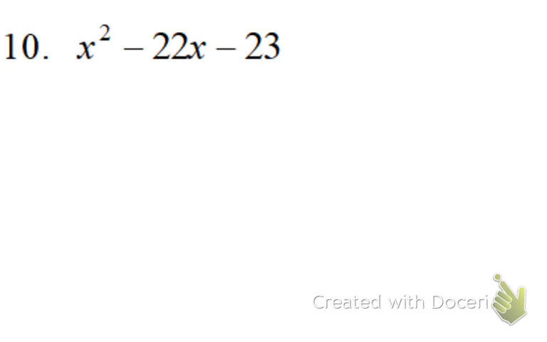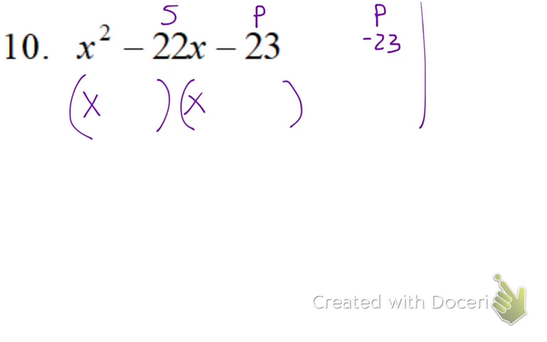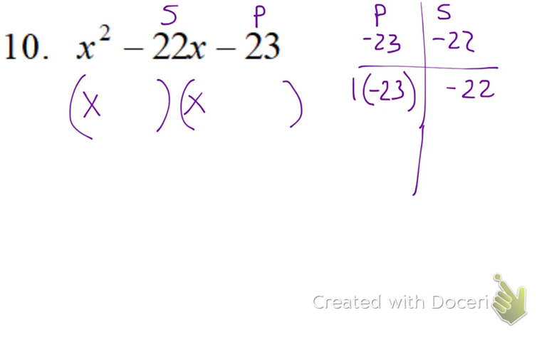Here we're, again, looking at a trinomial. GCF is 1, A is 1, so we're looking for two numbers whose product is negative 23, whose sum is negative 22. X times x gives us x squared. If your product is negative, then you have different signs. If your sum is negative, then the bigger number has to be negative. If you cover up the signs, the big one's negative. So positive 1, negative 23. Yeah, that has a sum of negative 22. So that's the pair you want.